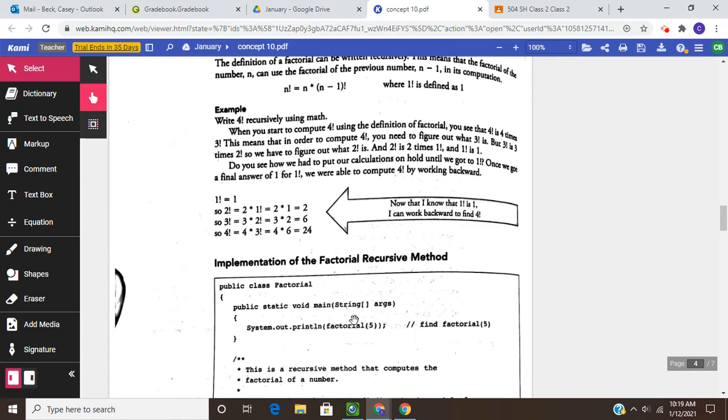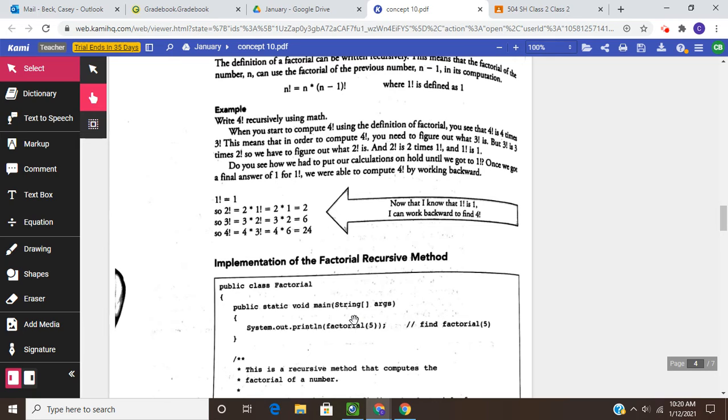So here's the example. Write 4 factorial recursively using math. When you start to compute 4 factorial using the definition of factorial, you see that 4 factorial is 4 times 3 factorial. This means in order to compute 4 factorial, you need to figure out what 3 factorial is. But 3 factorial is 3 times 2 factorial. So we have to figure out what 2 factorial is. And 2 factorial is 2 times 1 factorial. And 1 factorial is 1.